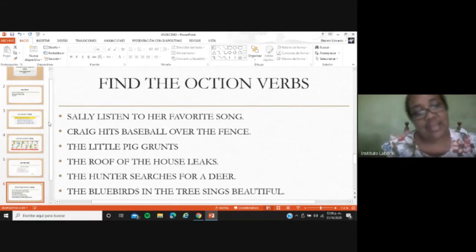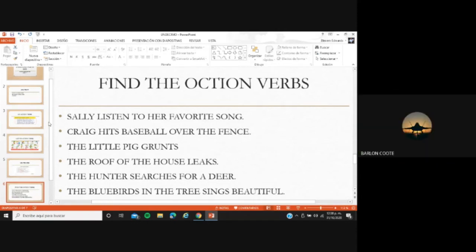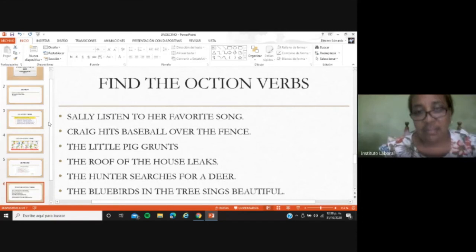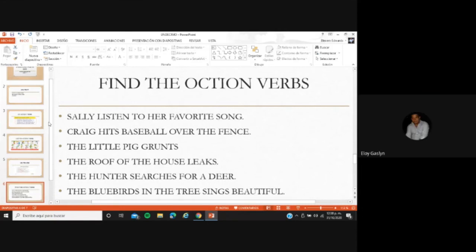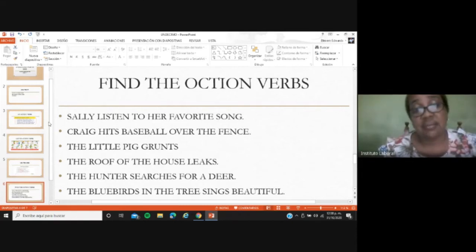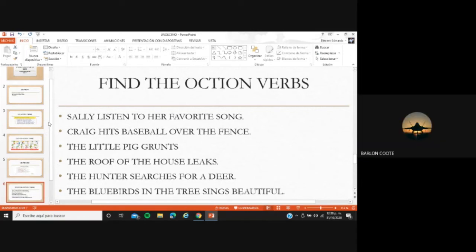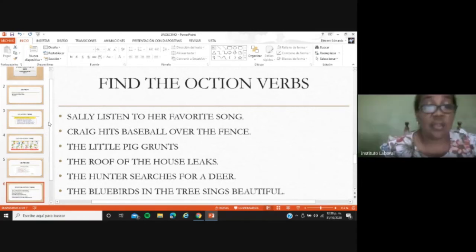Okay, we have the cat. What action verb can we use with the cat? The cat is running. The cat can jump. The cat is eating. The cat is sleeping. What else? Okay, so we can use different action verbs with the cat.